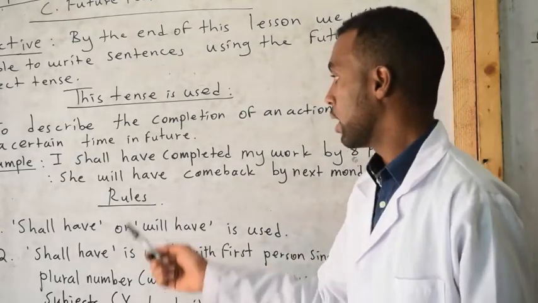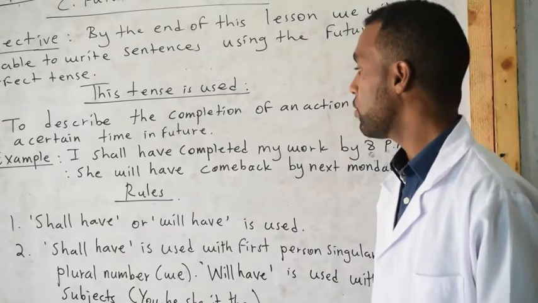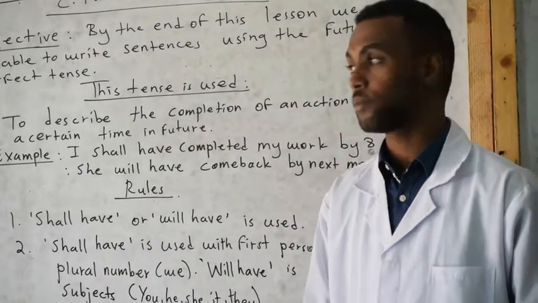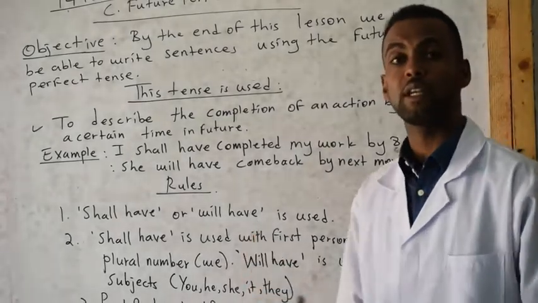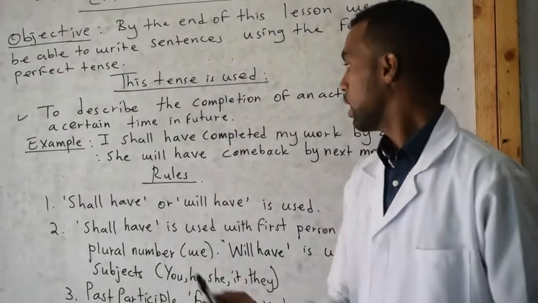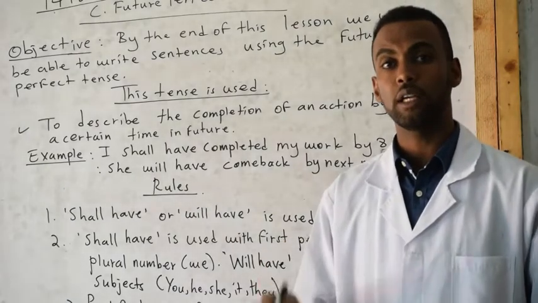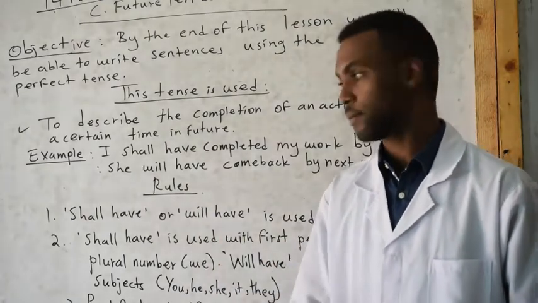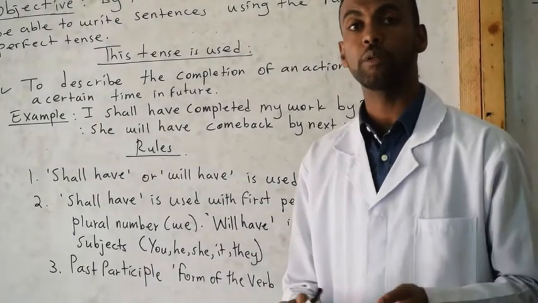Okay? And we have three rules. The first rule is that shall have and will have are used. The second rule is that shall have is used with I and we, and will have is used with you, he, she, and it. And the third rule is that the past participle form of the verb is used.